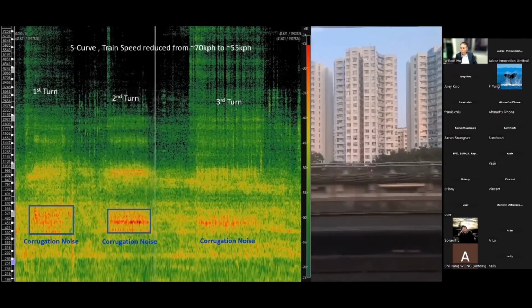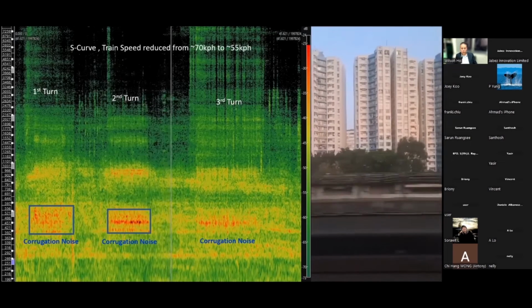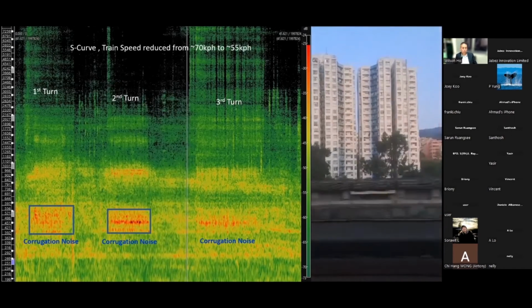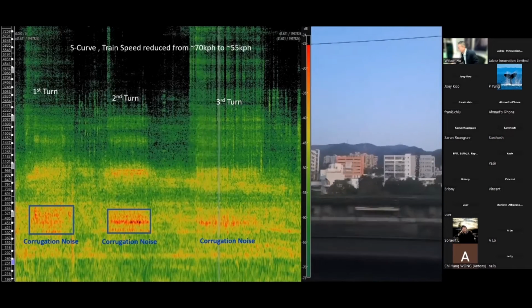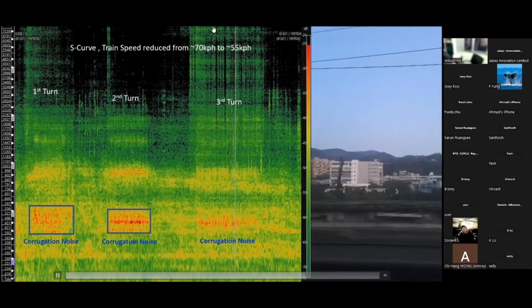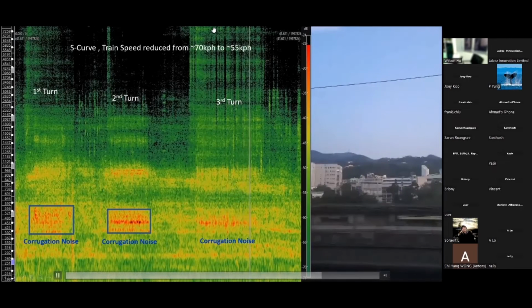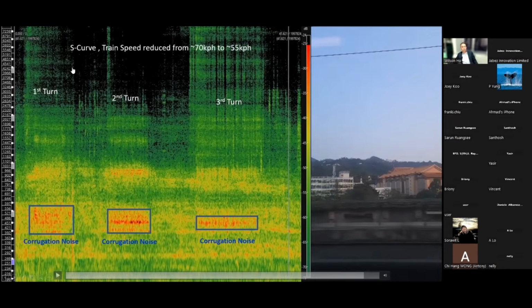Are you able to hear the noise? We can see that there is a curve at the free run. At each turn, it has corrugation curve noise at around 500 Hertz.